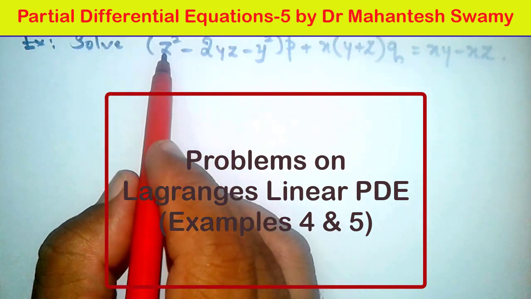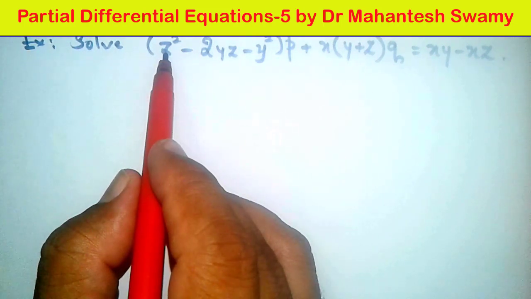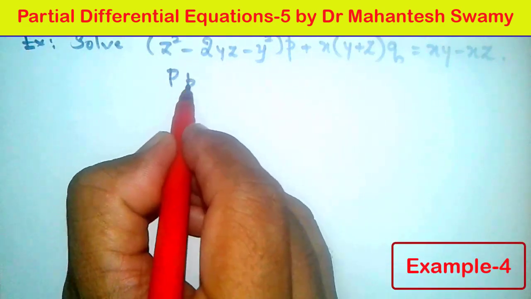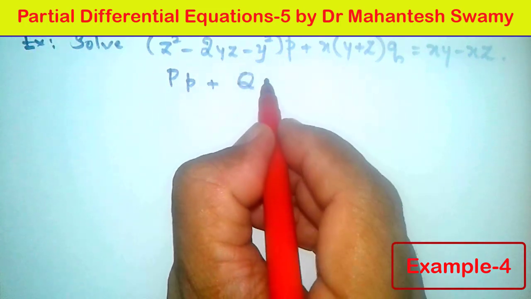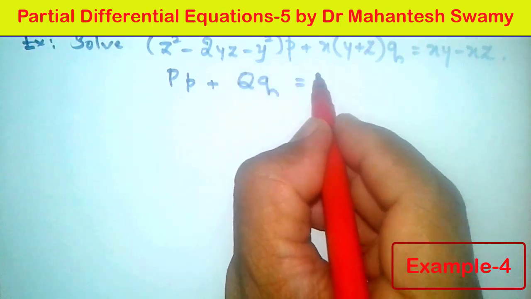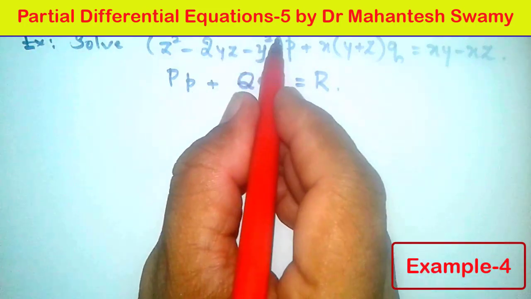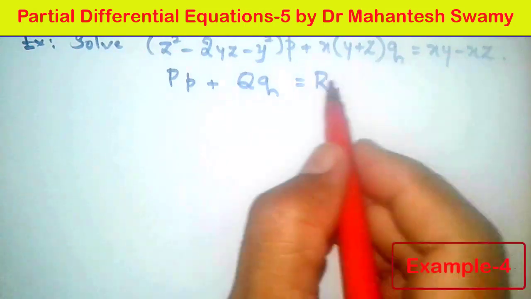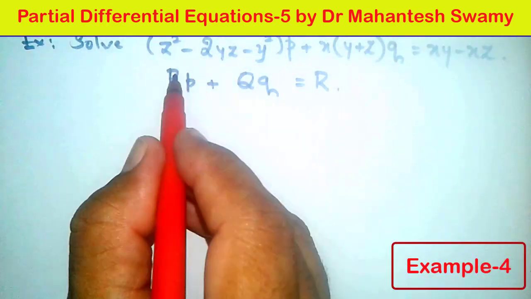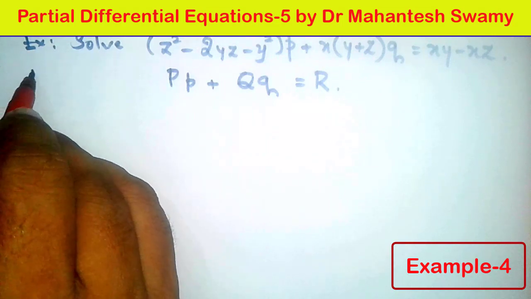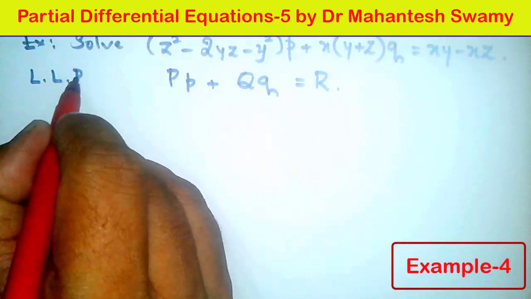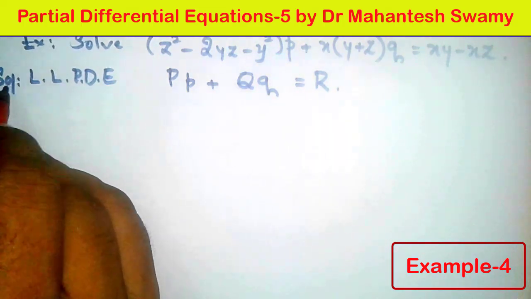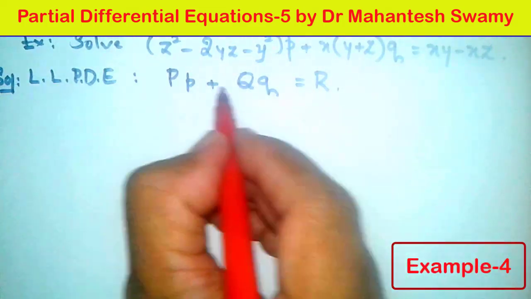It is asked to solve the partial differential equation of the form capital P multiplied with small p plus capital Q multiplied with small q equal to capital R. I hope you understand what I want to write here. This bracket is capital P, this bracket is capital Q, and this value on the right-hand side is capital R. This type of partial differential equation is called a Lagrange linear partial differential equation. So the given Lagrange linear partial differential equation we have considered looks like this.